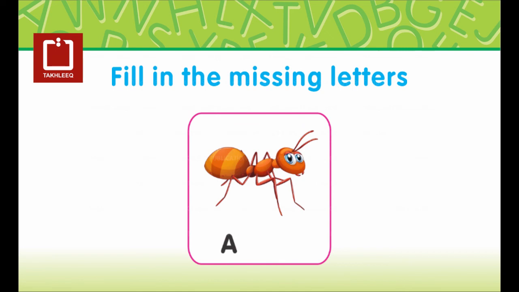Here we see the picture of an ant. Here is written A dash T. The spellings of an ant are A N T, ant. Here letter N is missed. So we write here N.